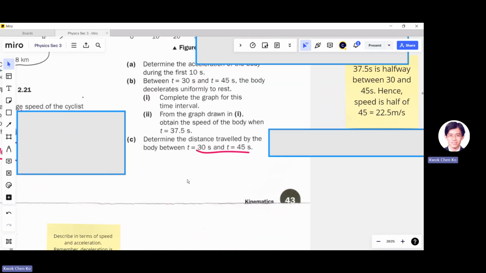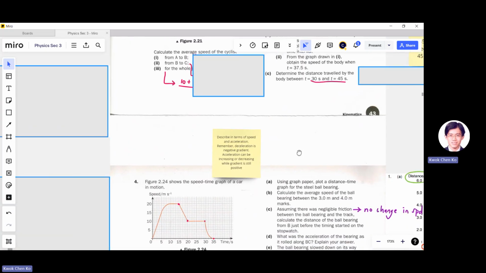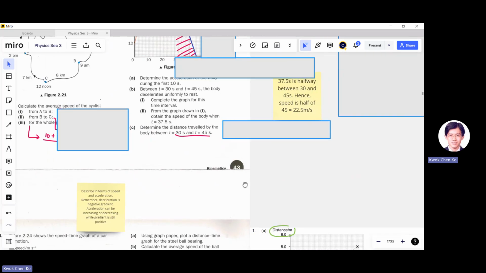Describe the motion. Now use rise over run. If this is your curve and you want to find the gradient at this point, you have to draw the tangent. This is rise over run. Use the math formula. It is increasing, that's all.